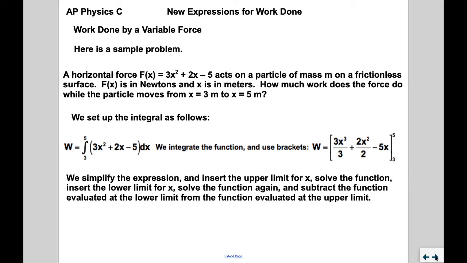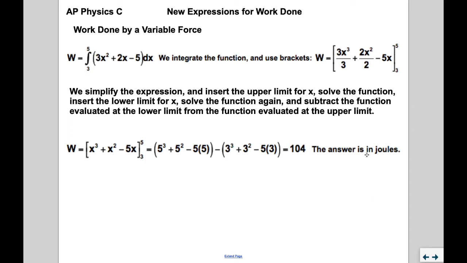And now we're going to simplify the expression, and we're going to insert the upper limit for x, solve the function where x equals 5. We're going to insert the lower limit, solve the function for x equals 3, and then we're going to subtract the function evaluated at the lower limit from the function evaluated at the upper limit. So that's the nature of the definite integral.